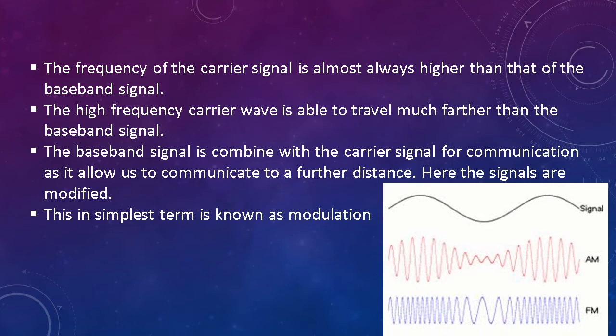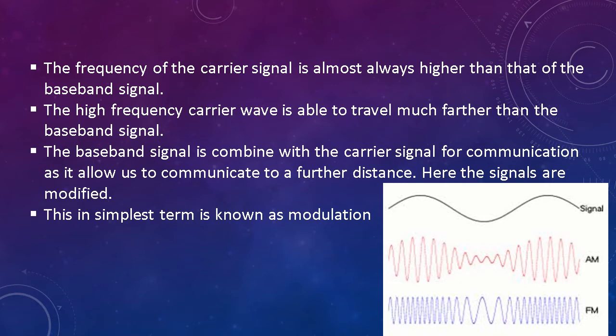Say for example, your human voice, when we talk, it will not go for a longer distance. People around you can hear, but people who are at a distance apart from you will not be able to hear. But this carrier signal is like a microphone with a speaker. If you speak over the microphone, your voice will go louder in a longer range.